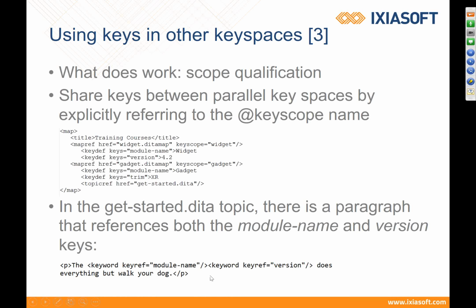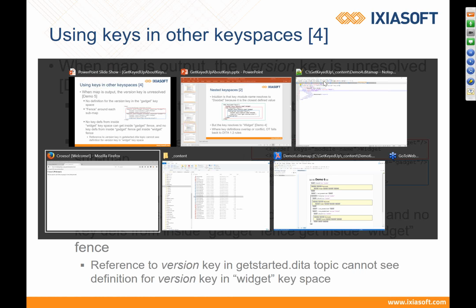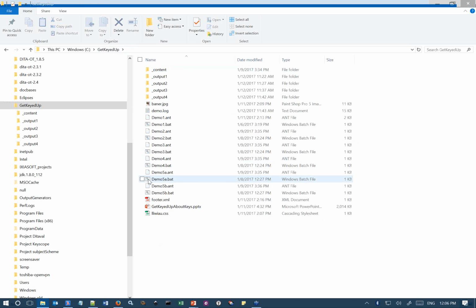So inside of my Get Started topic, I've got this paragraph that's referencing the two keys. Here, we're using the module name key, and that's cool because there is a module name key inside of the same key space as my topic. But there is no version key inside of the same key space as my topic. It's in another key space. So what's going to happen in this example, if I leave that just as is?